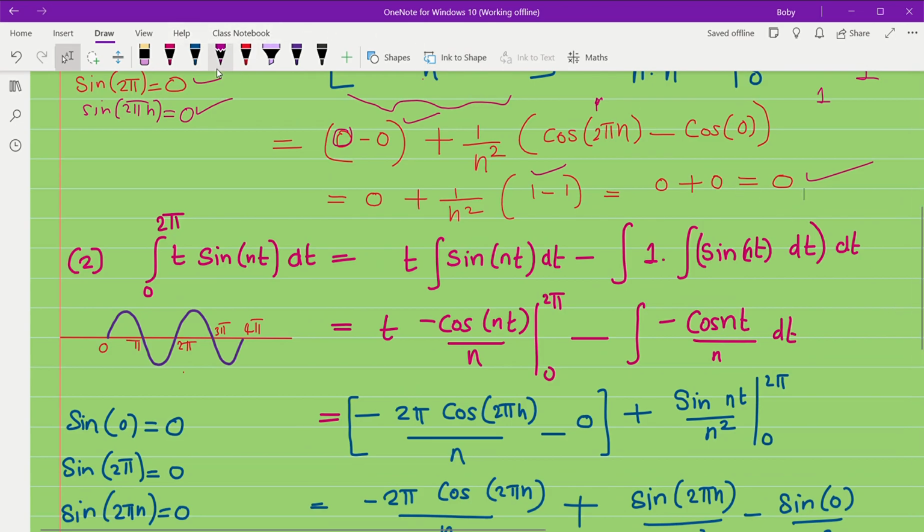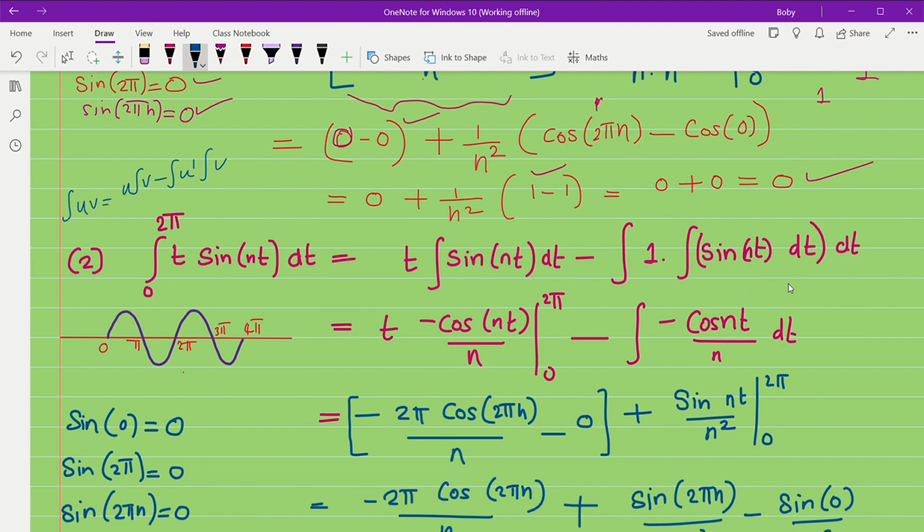Similarly, we can see what is the integral from 0 to 2 pi of t sin nt. So this is the integral of uv form. So first function into integral of second function minus integral of derivative of the first function into integral of the second function. The derivative of the first function t is 1. Okay, so for integral uv, first function u into integral of the second function minus integral of derivative of the first function into integral of second function. At least this much we should basically remember. That is integral uv.